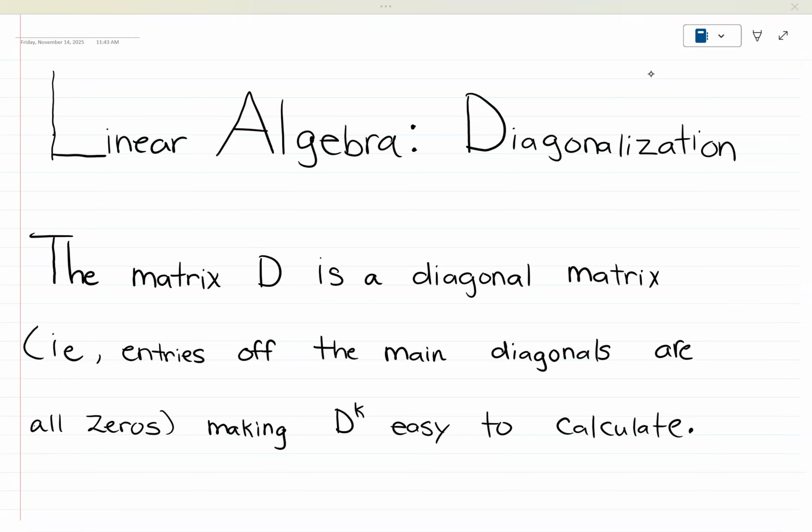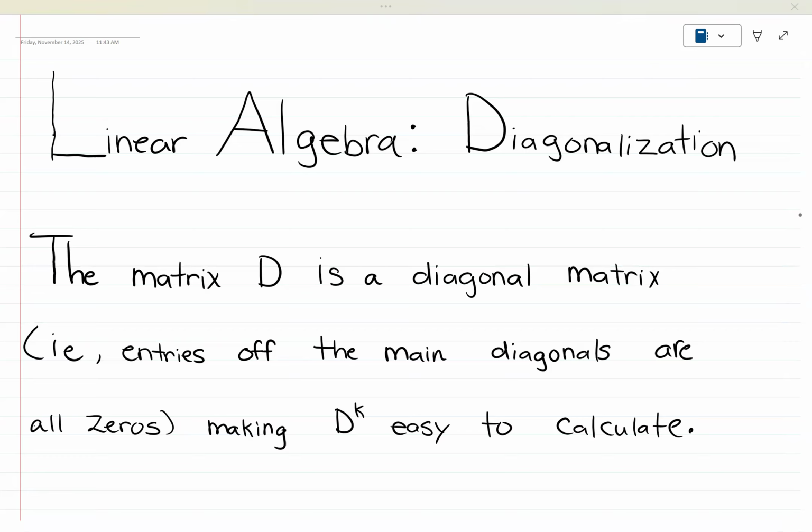Hello. In this video, we will go over diagonalization for linear algebra. So this is linear algebra diagonalization. So the matrix D is a diagonal matrix. Basically, entries off the main diagonal are all zeros, making D raised to the K easy to calculate.